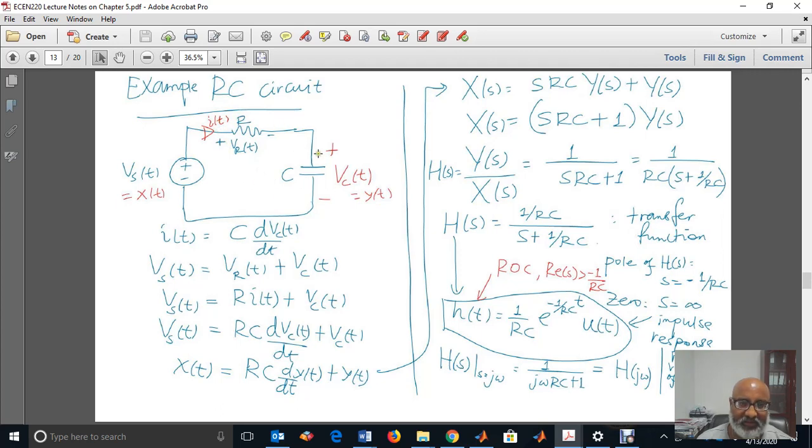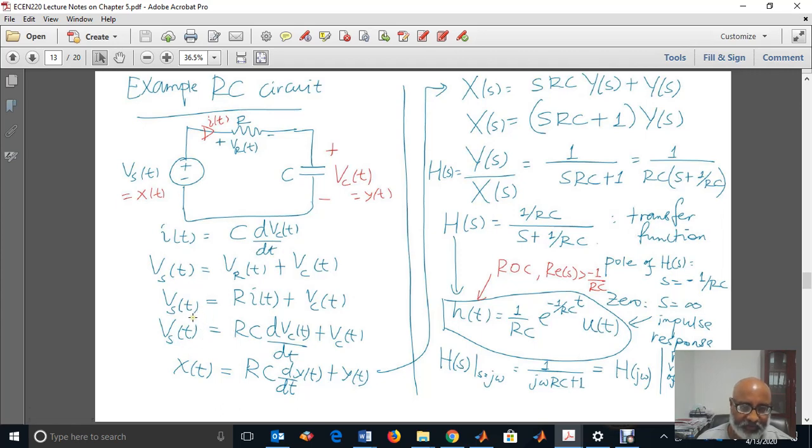Since it is a series circuit, the same current will flow. And if we apply KVL, Vs of t is equal to Vr of t, the resistor voltage, plus Vc of t, the capacitor voltage. Now the current through the circuit is, as you know, when a current passes through the capacitor, i of t is C times the derivative of the voltage across the capacitor, C dVc by dt.